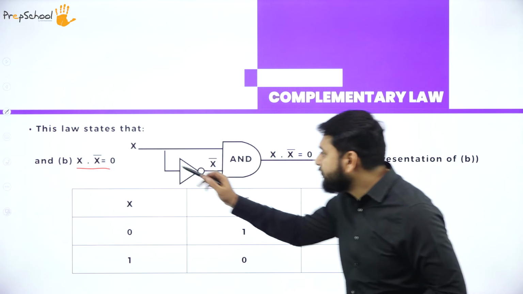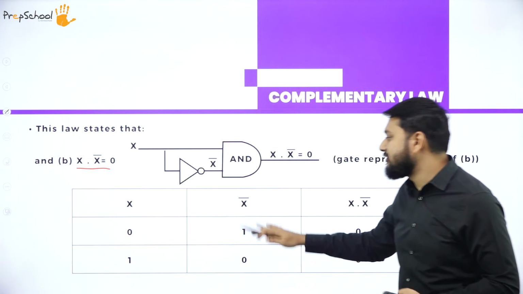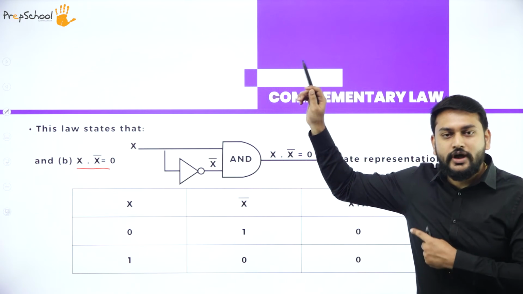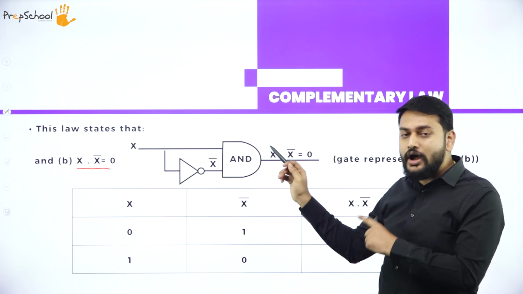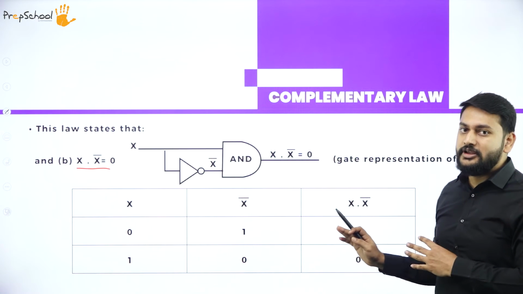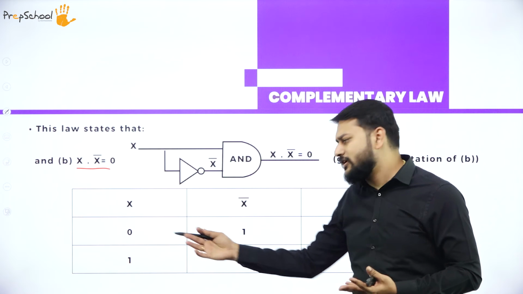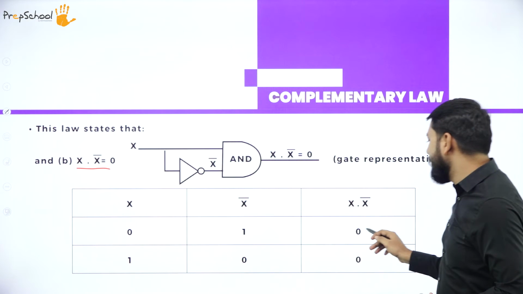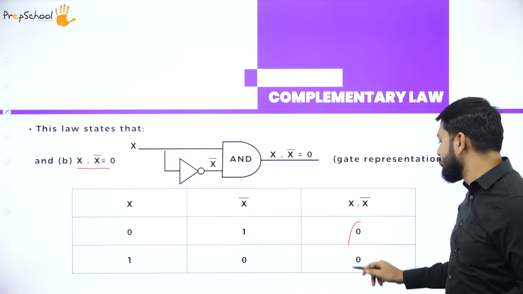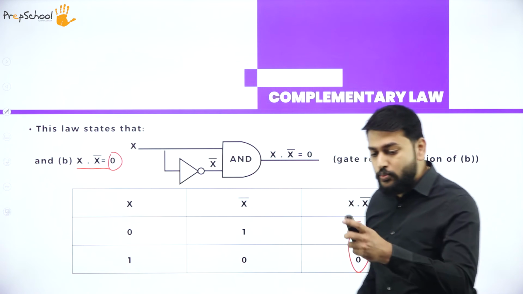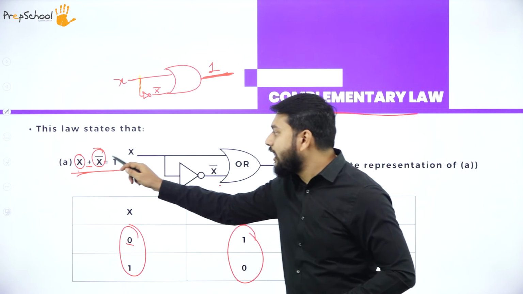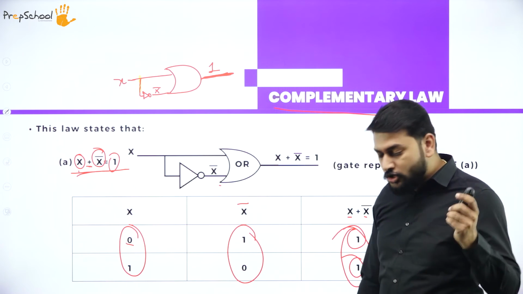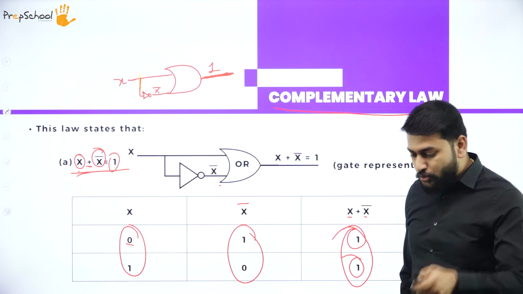So I have X dash. The X into X dash remains as it is. The only thing is, instead of performing the addition, which you used to perform, now you are performing the multiplication. Let's check. If I have 0, obviously the complement is 1, and if I have 1, the complement is 0. So 0 into 1 is 0, and 1 into 0 is 0. Please observe the output. It is 0. But in the previous one, the output that I have is 1. That's what you need to remember about the complementary law.